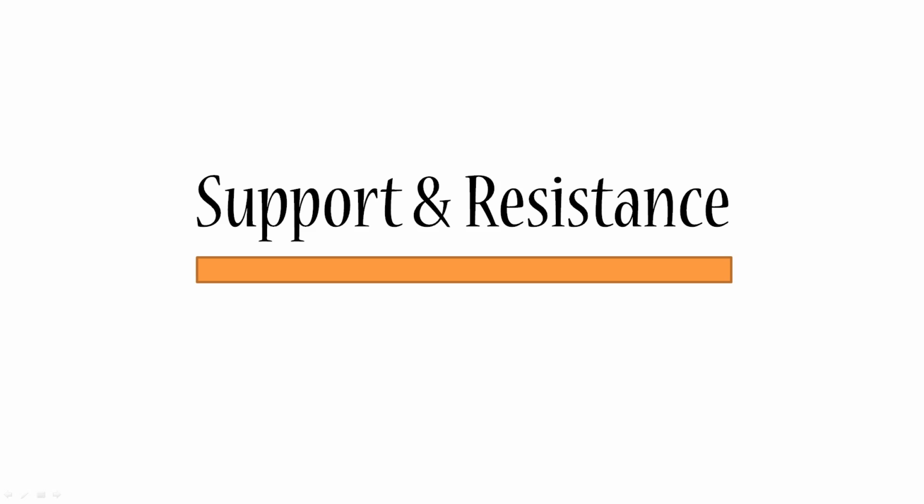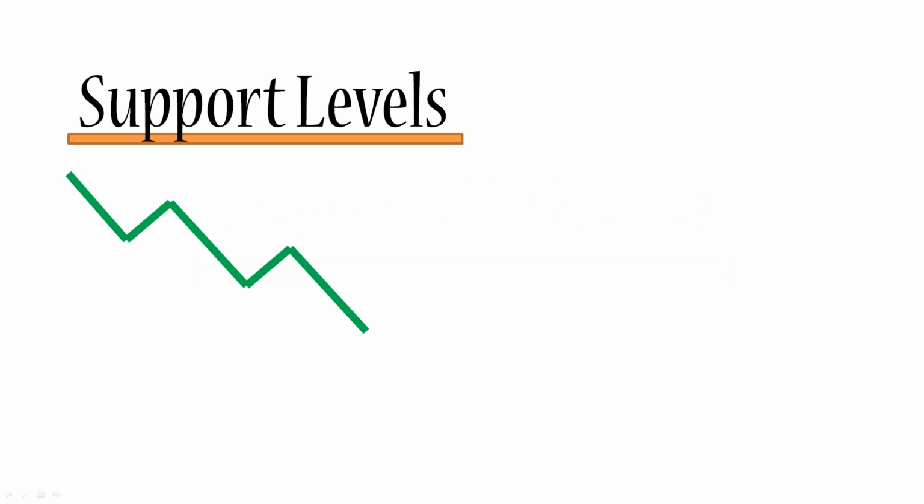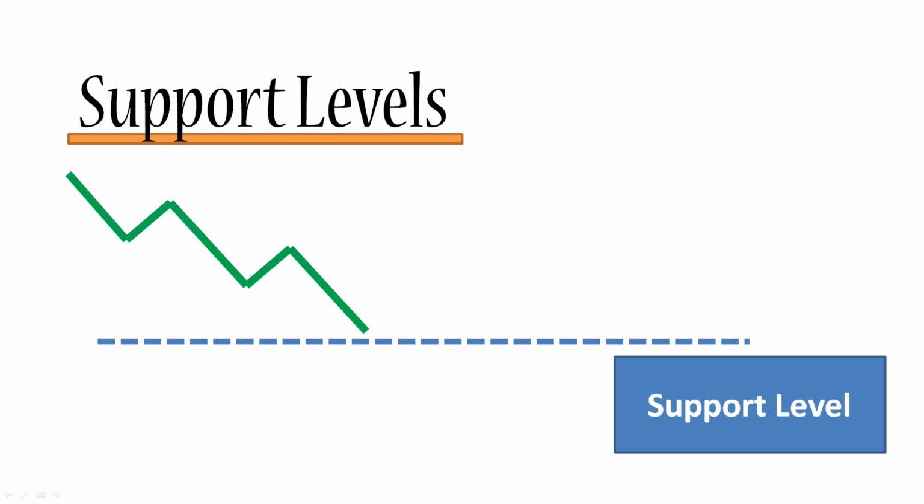Alright, so we've already talked about support and resistance trend lines. Now we're going to talk about support and resistance levels. So, support levels. Let's imagine a situation where we have a downward trend in the market. In this case, a support level is a horizontal line which represents a barrier for the price. We'll find out how to look for support levels in a few minutes, but right now let's see what a support level does to the price.